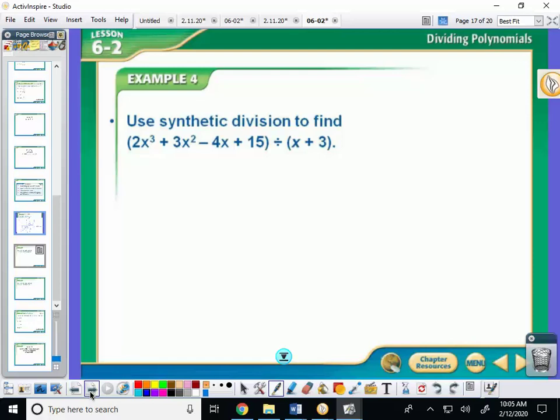We have 2x cubed plus 3x squared minus 4x plus 15. And we are dividing by x plus 3. What's going to go in the box off to the side? This is in the form of x minus a. What are we subtracting? x minus a is x plus 3, so a is really -3. I want you to think of it as the opposite of what you think it should be. It looks like it should be a positive 3, right? We're going to put -3 in the box.